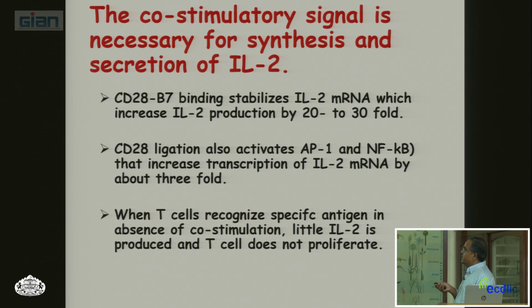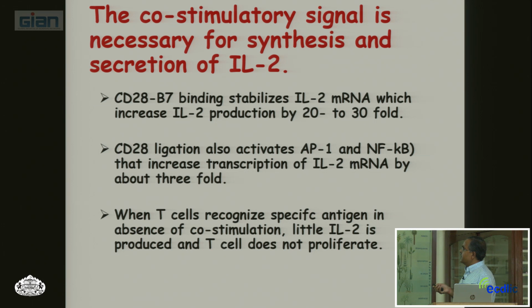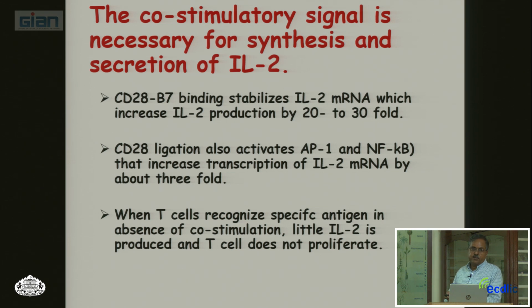This IL-2 production depends on the interaction, and CD28 ligation, the co-stimulatory molecule ligation, activates transcription factors like AP1 and NF-kappa B that increase the transcription of interleukin 2 mRNA many fold. When a T cell recognizes a specific antigen in the absence of co-stimulation, meaning B7-1, B7-2 or other co-stimulatory molecules, the second signal, is missing, very little IL-2 is produced. These T cells don't proliferate, and they are confused, because they know what to attack, but they don't know where to go, and they are not sufficient in number.